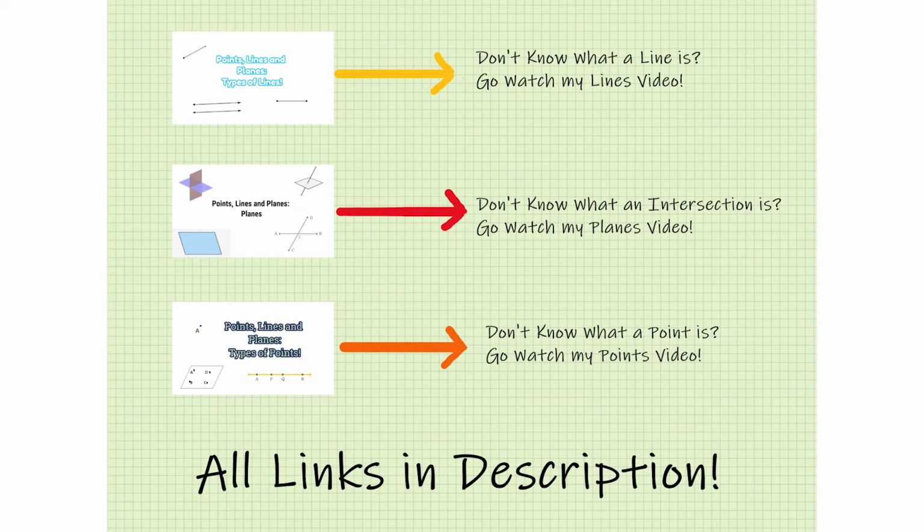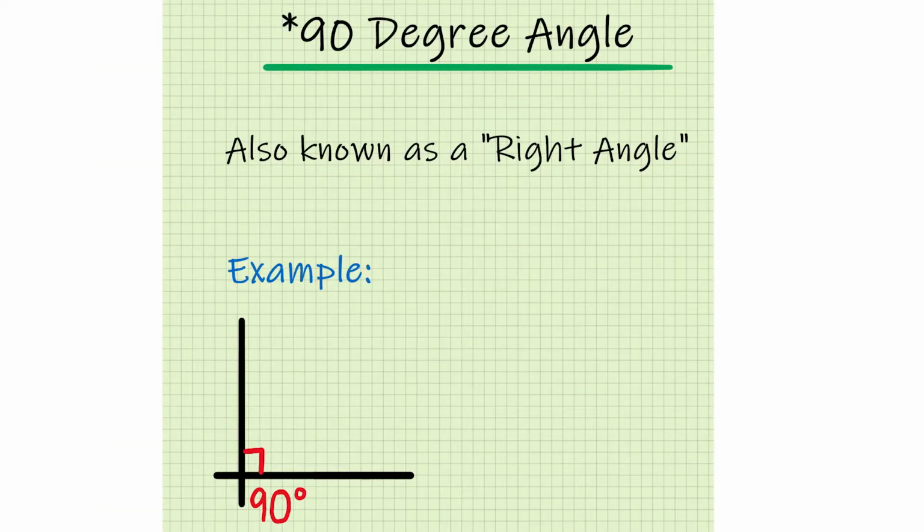So I will define a 90-degree angle. 90-degree angles are also known as a right angle. So this little thing right here is a right angle. As you guys can see, there are two blue lines, and then there is a little square right there. That little square represents an exact 90-degree angle, a right angle.